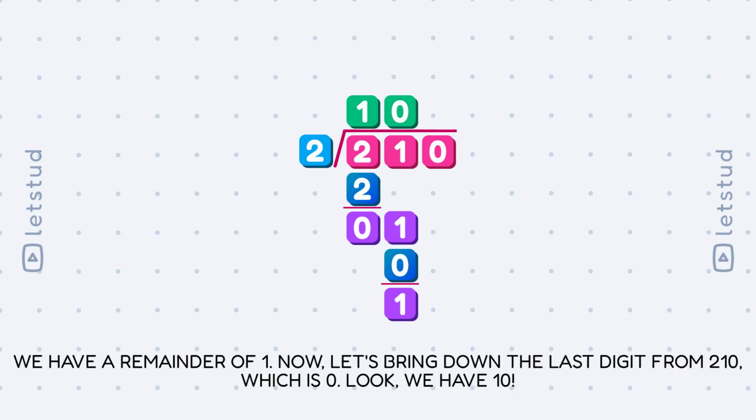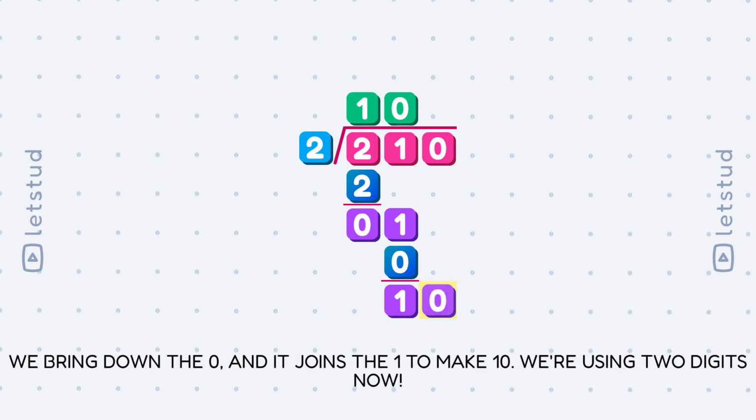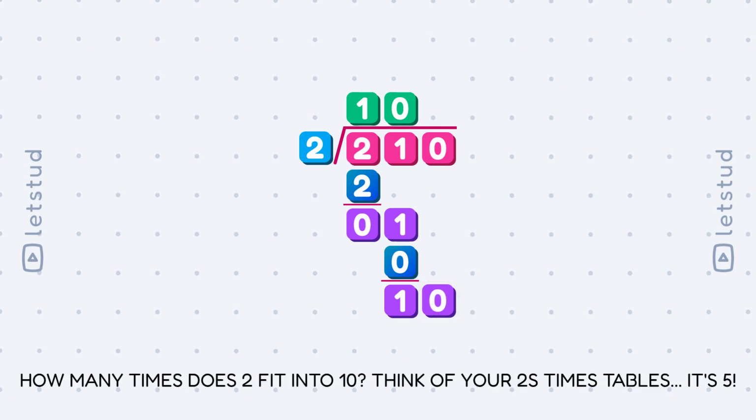We have a remainder of 1, now let's bring down the last digit from 210, which is 0. Look, we have 10. We bring down the 0 and it joins the 1 to make 10, we're using 2 digits now. How many times does 2 fit into 10? Think of your 2's times tables, it's 5.